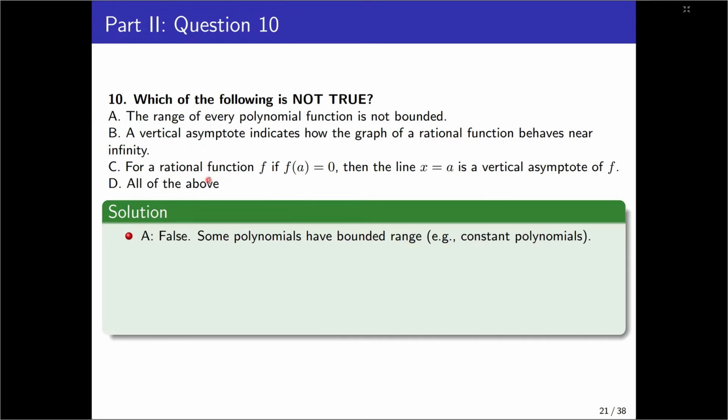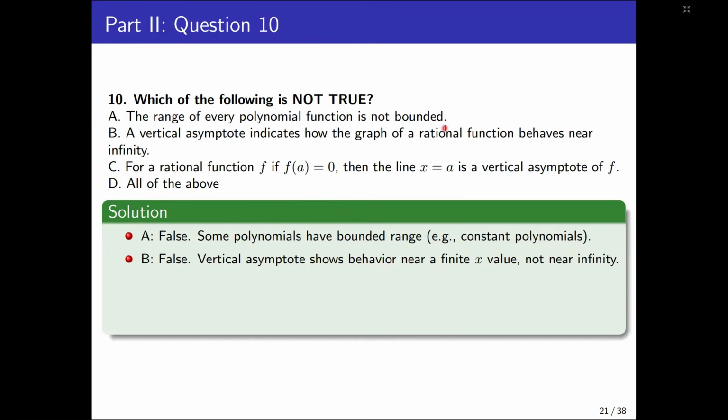So A is false. That is, the statement that the range of every polynomial function is not bounded is false. That means some polynomial functions have bounded ranges, for example constant functions. So the range of every polynomial function may not be the set of real numbers. As a counterexample, for a constant function, the range is the constant itself, that is a singleton, and therefore it is bounded. Therefore, the statement is false, because the range can be bounded.